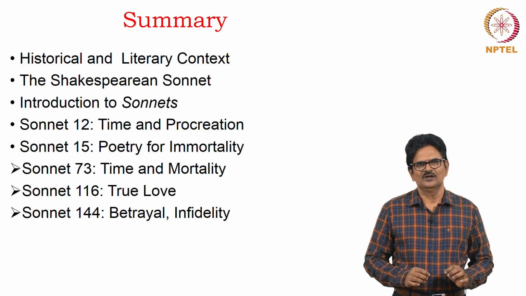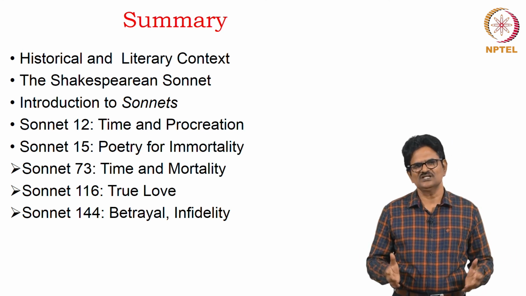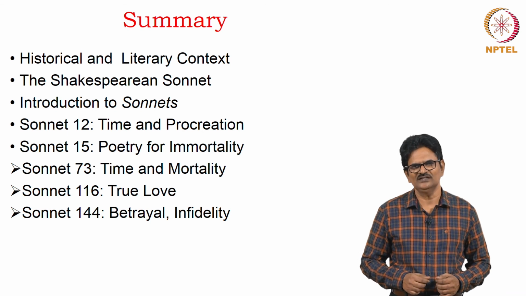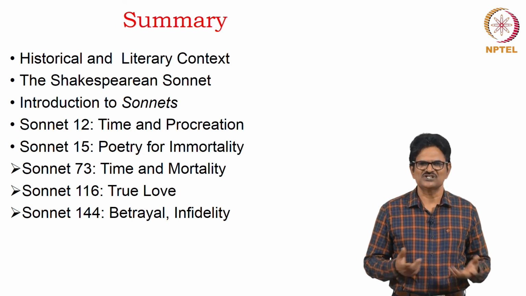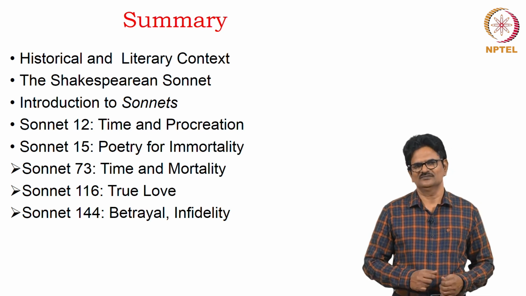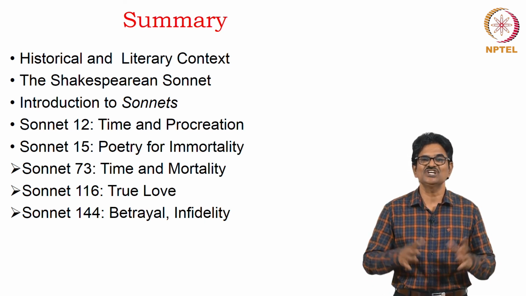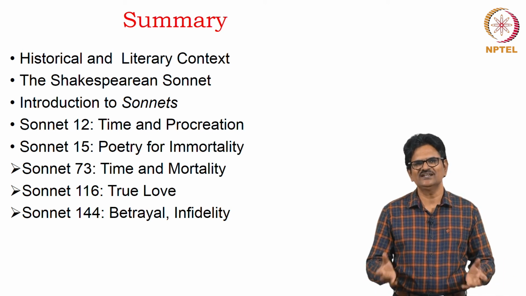We read two poems from the first group, sonnet number 12 about time and procreation, sonnet number 15 about poetry for immortality. We examined in detail three poems, sonnet number 73 about time and mortality, sonnet number 116 about true love, and sonnet number 144 dealing with the theme of betrayal in relationships, infidelity in relationship between men and women. These are strong emotions that Shakespeare has dealt with in his sonnets, and these strongest emotions have found profound expressions in Shakespearean sonnets so sweetly, so mellifluously, so memorably, and readers all over the world love to read them again and again.